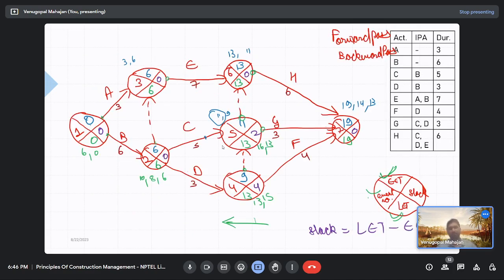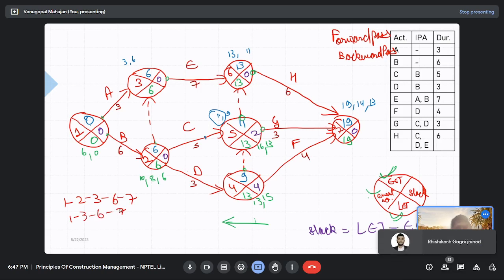What is the critical path? How can we find the critical path in this? Anybody, what is the critical path? Or let's do one thing: slack value 0. That is one way. Slack value 0, let's go. Then it becomes 1, 3, or it could be 1, 2, 3, 6, 7. There are two options now: 1, 2, 3, 6, 7, or 1, 3, 6, 7. If you just see this 0 slack, you are getting two paths. Which one of them is correct?